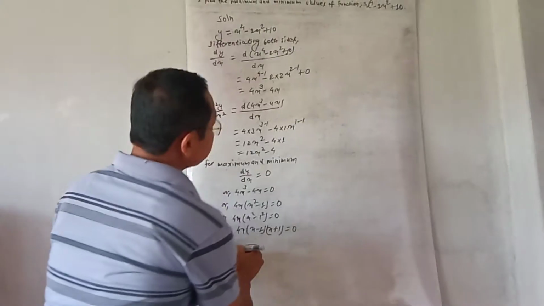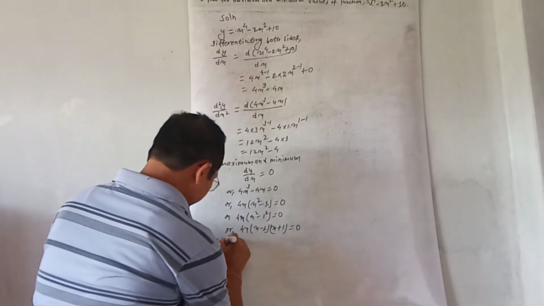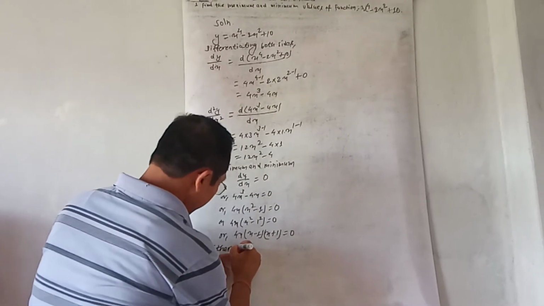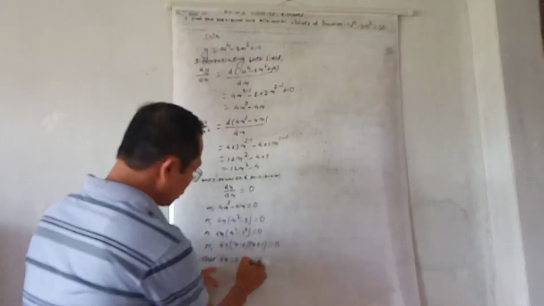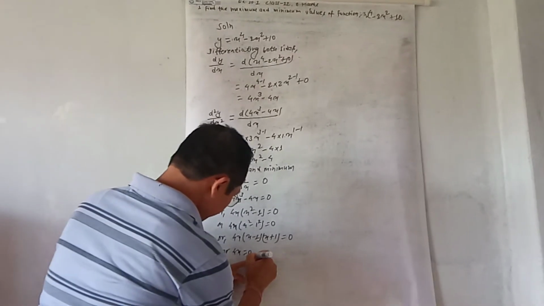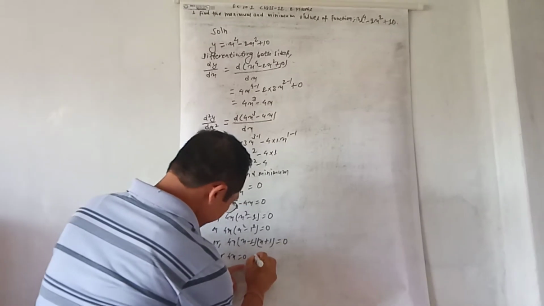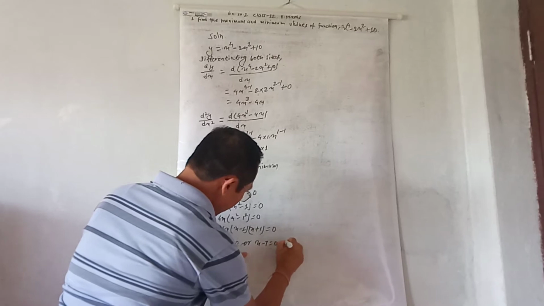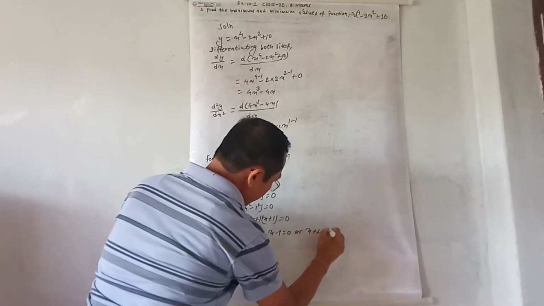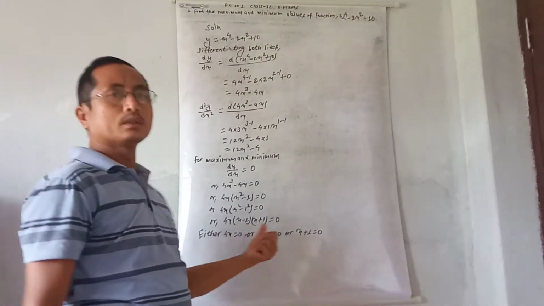Now either 4x is equal to 0, or x minus 1 is equal to 0, or x plus 1 is equal to 0. Three equations there will be.